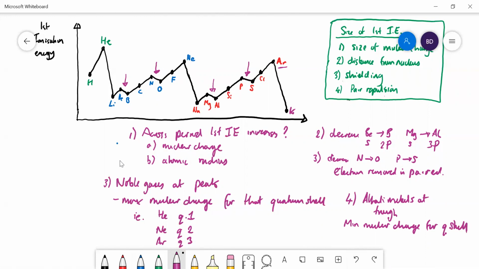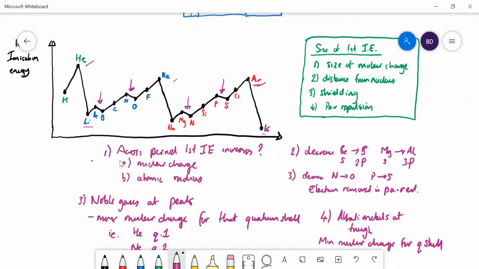What you should also notice, though it's not really apparent from my graph, is that helium is a bit higher than neon, which is a bit higher than argon. Argon doesn't quite look lower, but it should be. As you go down any group, the first ionization energy decreases. So lithium should be a little bit higher than sodium, which is a little bit higher than potassium. Why? It's obviously not the nuclear charge, because that's getting bigger. It's these two things: the distance from the nucleus and the shielding increase as you go down the group.